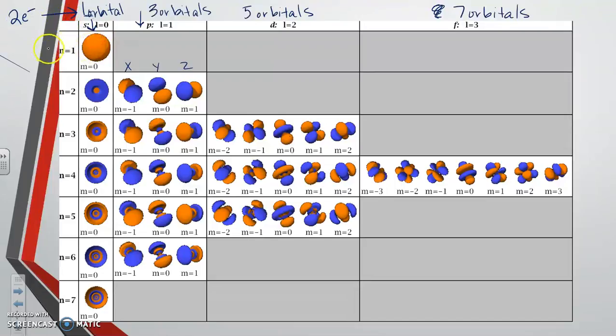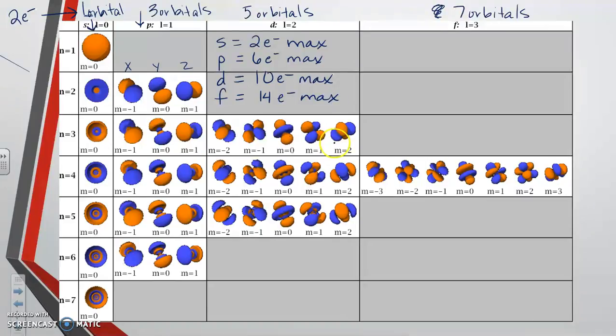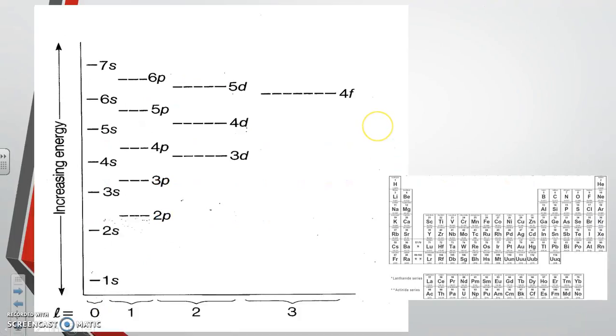So the s orbital can hold a maximum of 2 electrons. The p orbital, or the p sublevel, excuse me, can hold a total of 6 electrons maximum. The d sublevel can hold a total of 10 electrons max, and the f sublevel can hold a total of 14 electrons max. They can always have less, but they can't have more. There's just not enough space. Okay, and each one has opposite spin. Remember, opposite spin.